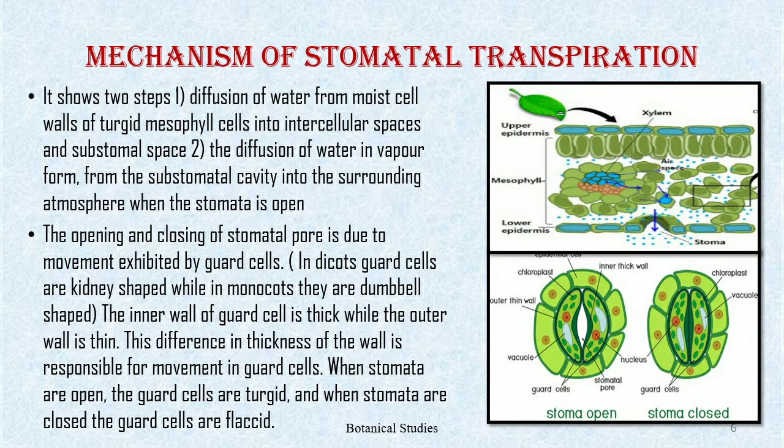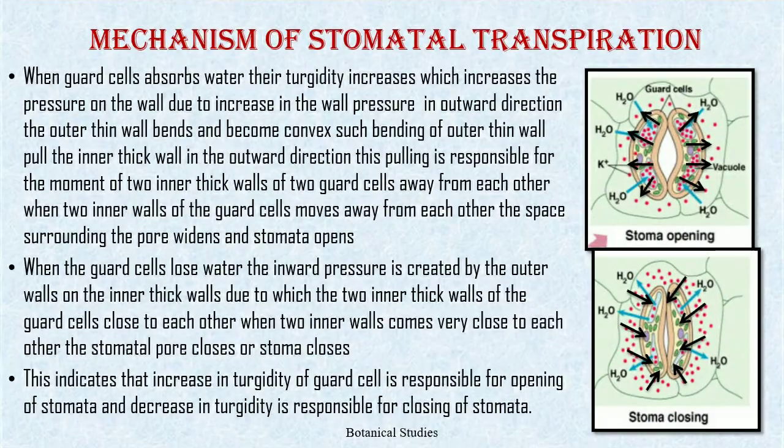In dicots, the guard cells are kidney-shaped, while in monocots they are dumbbell-shaped. The inner wall of the guard cell is thick, while the outer wall is thin. The difference in thickness of the wall is responsible for movement in the guard cells. When stomata are open, the guard cells are turgid, and when stomata are closed, the guard cells are flaccid.